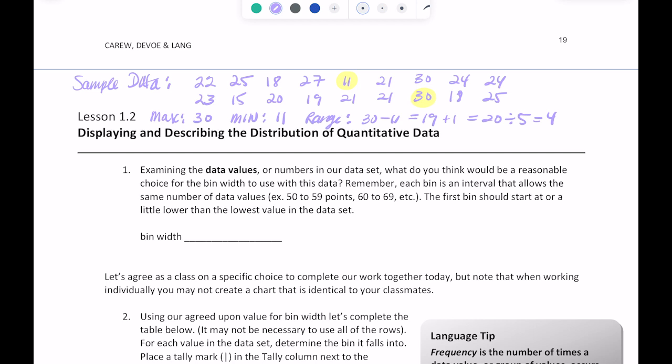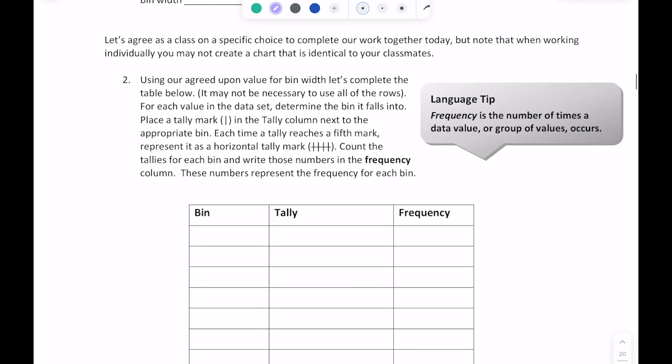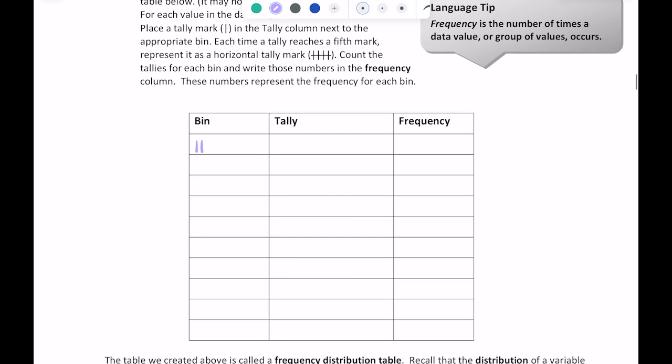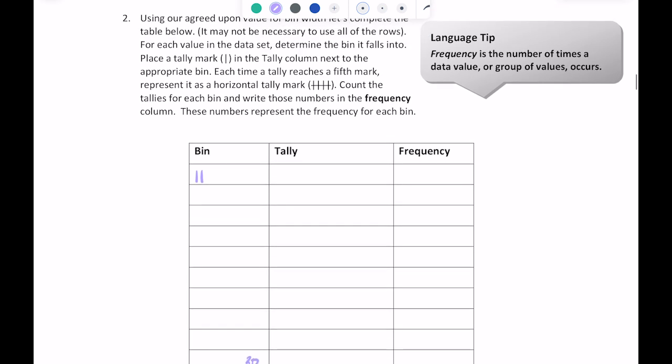And I get this number 4. Okay, what does 4 represent? So when I start to create my table, my bin is going to start at my min, and you know it's going to end up at your max. So that number 4 means I'm going to take my lowest number and add 4 to it to get my next bin.